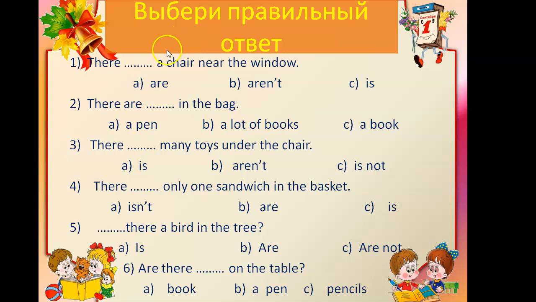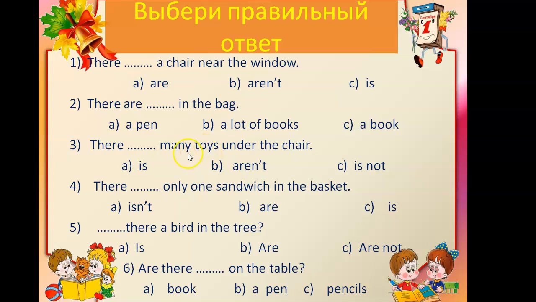Choose the correct answer. A chair near the window. There is a chair near the window. There are in the back. So there is. Let's continue. There is a chair near the window. Yeah, there is the right word. And there are in the back. There are a lot of books in the back. A lot of books, because "there are" is a construction with the plural form.